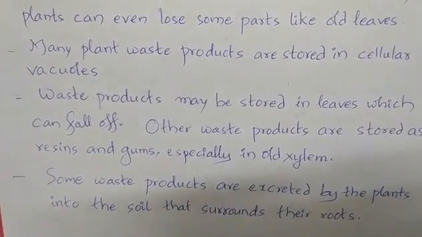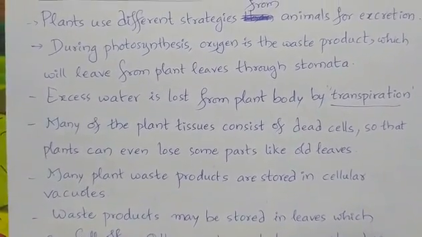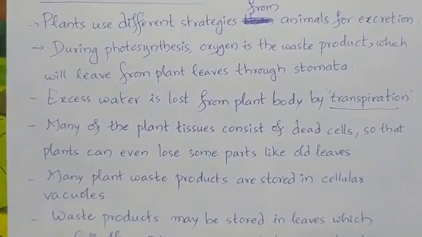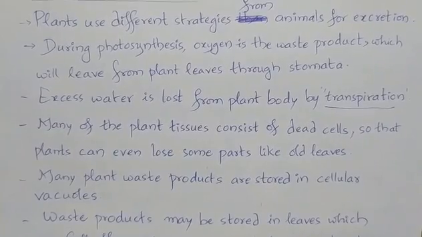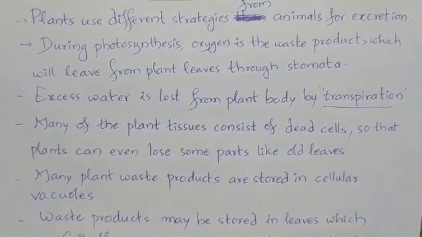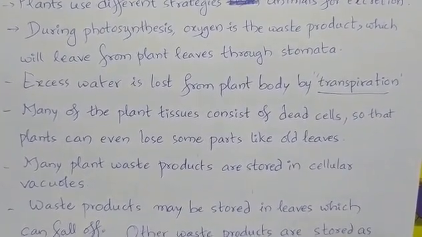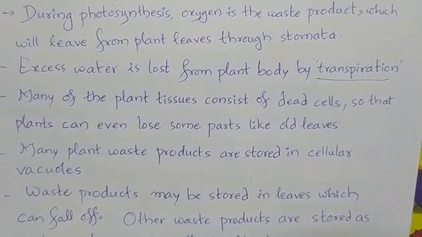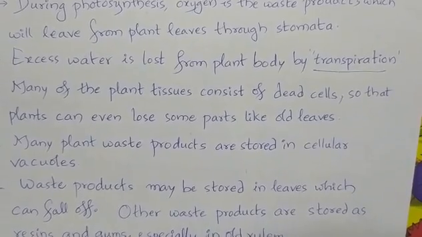Likewise, in excretion, plants use different strategies than animals because animals and plants are different in structure. During photosynthesis, oxygen that is liberated is also considered by the plants as a waste product, which will leave the plant body through their stomata. Excess water is lost from the plant body in the form of water vapor by the transpiration process.